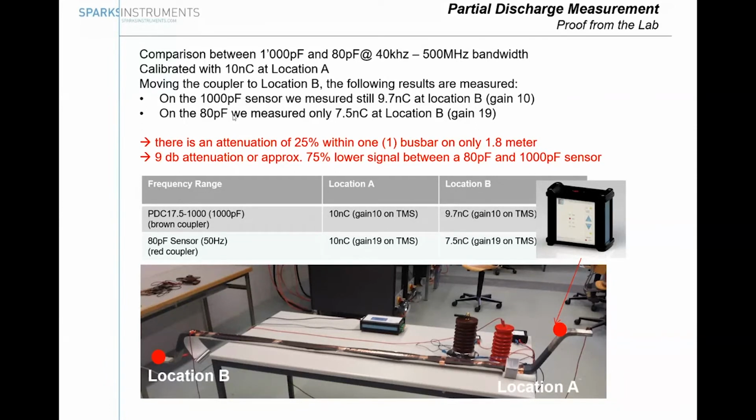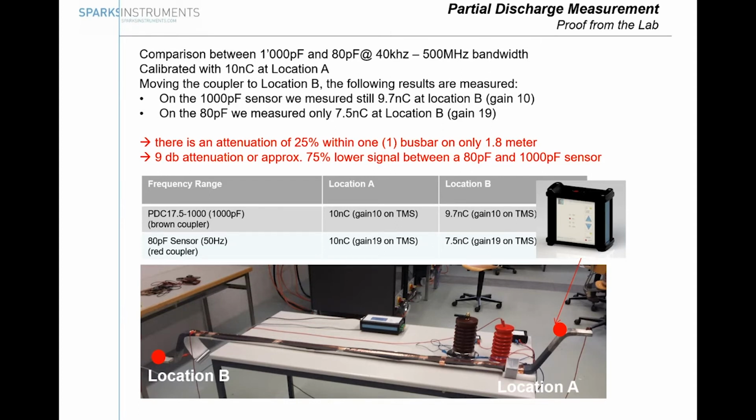When we look at the effect of the 80 picofarad with the 50 ohm measurement input impedance, we measured only 7.5 nanocoulomb. So we had 25% of the signal lost. And this is only a bar of roughly 1.8 meter.